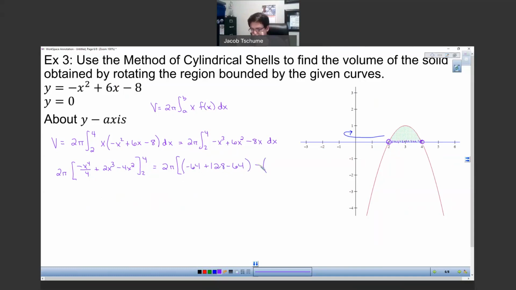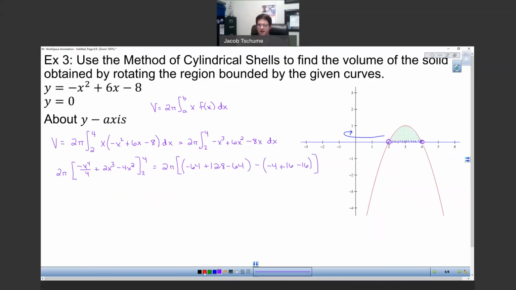Minus, and then go through and plug 2 into everything. 2 to the 4th is 16, and negative 16 over 4 is negative 4. 2 cubed is 8, and 8 times 2 is 16. 2 squared is 4, and 4 times negative 4 is negative 16.